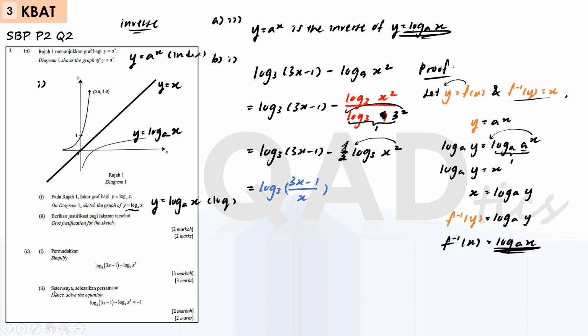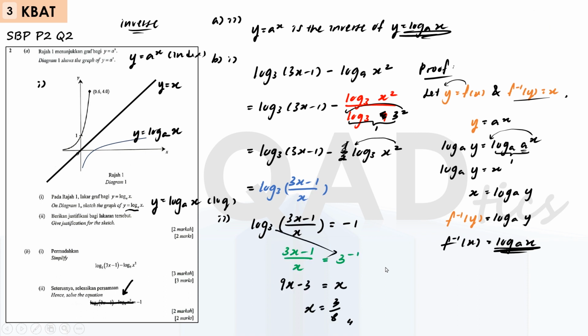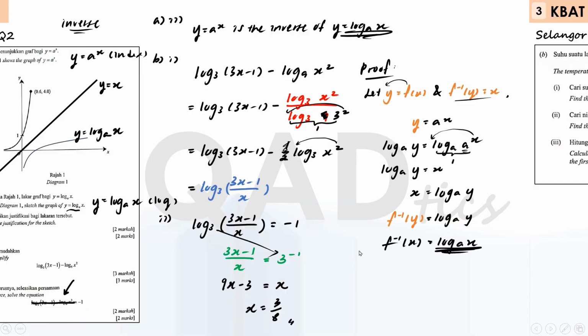And for the second part, we need to solve the equation. Okay, so let's use the end result from part 1 and we just substitute here. Okay, equals to minus 1. So this is already simplified. Now we do use the last step, change the form. So move the base to the other side. Okay, and we simplify, we will get the answer.